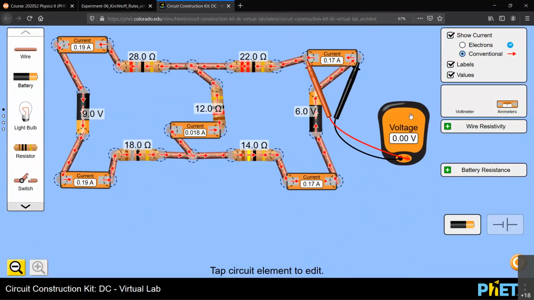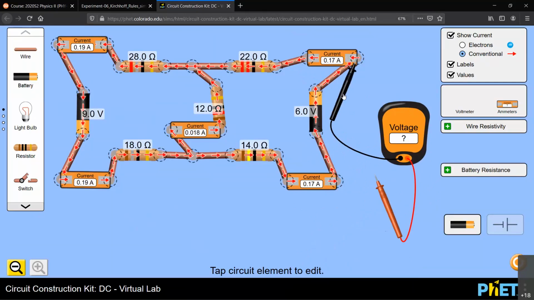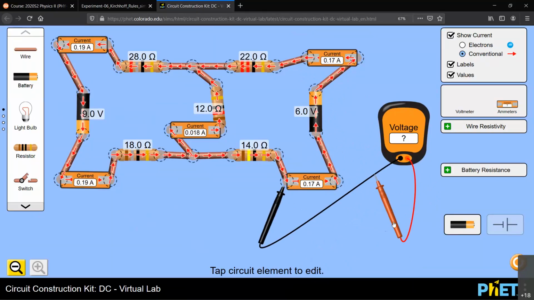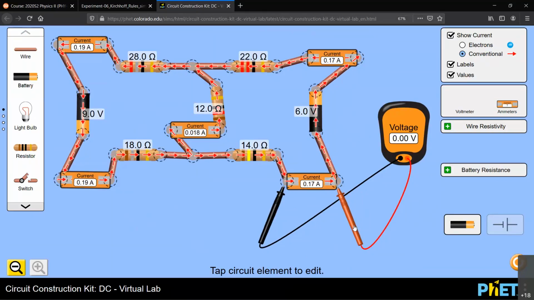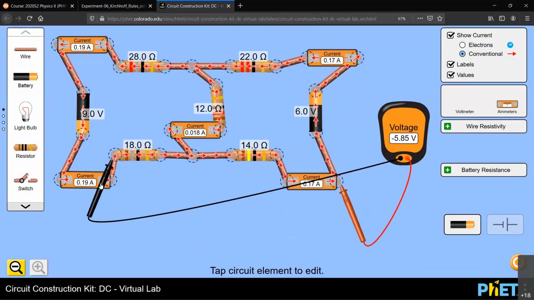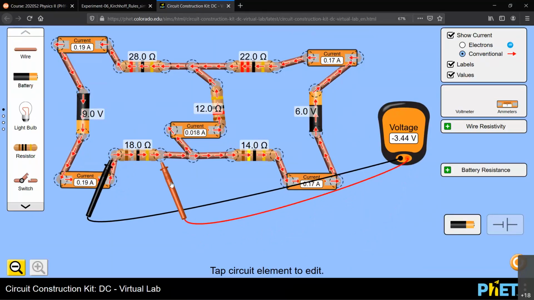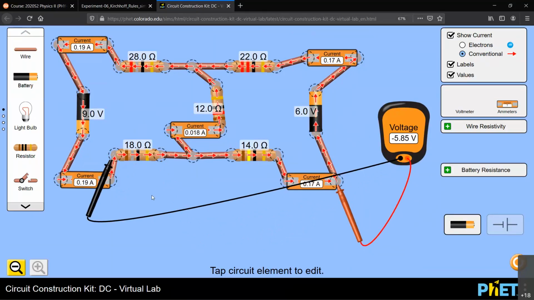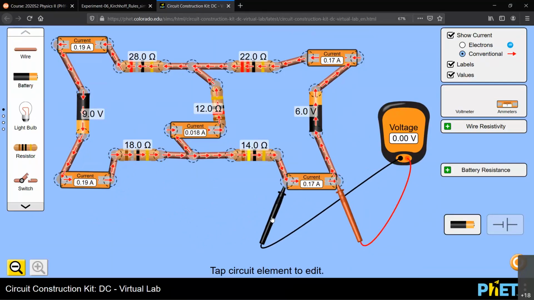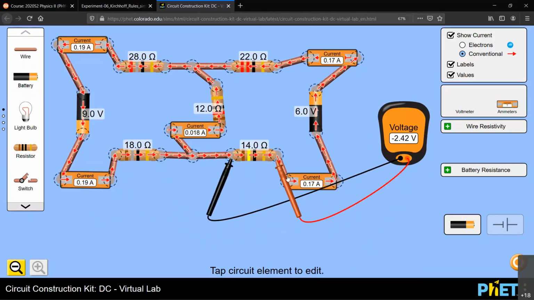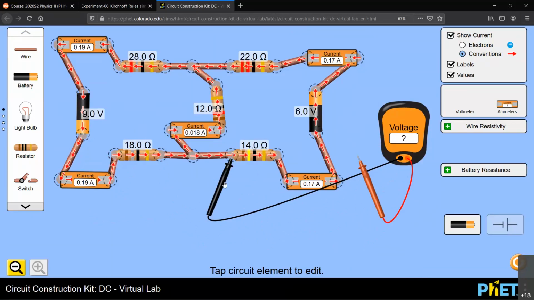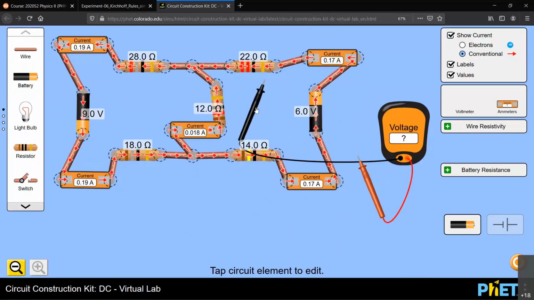Why is it not showing me anything? Let me check it here. Now the voltmeter seems to not be giving us any numbers. Why is that? All right, now it's fine. Oh, good. So I was measuring across the ammeter. You can't measure anything across the ammeter. That doesn't make sense, okay?